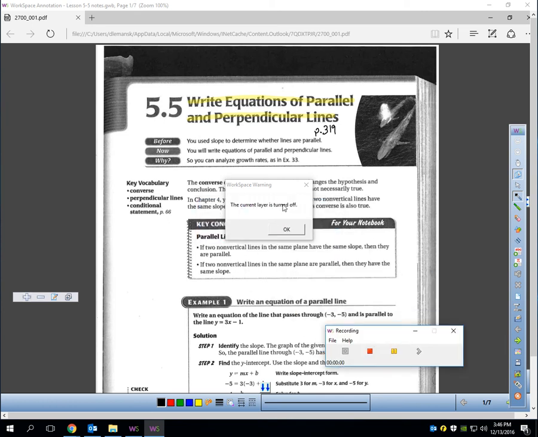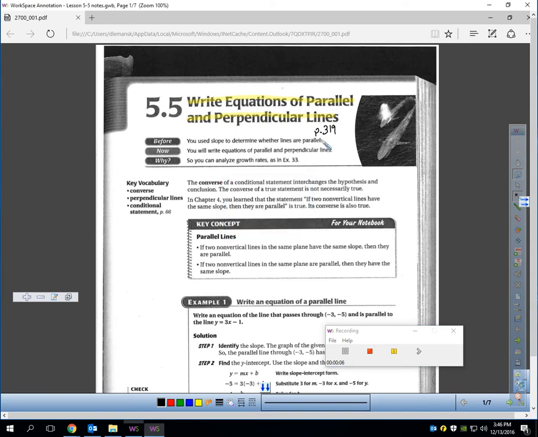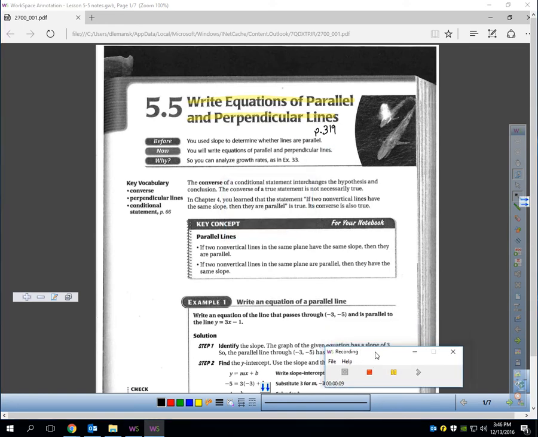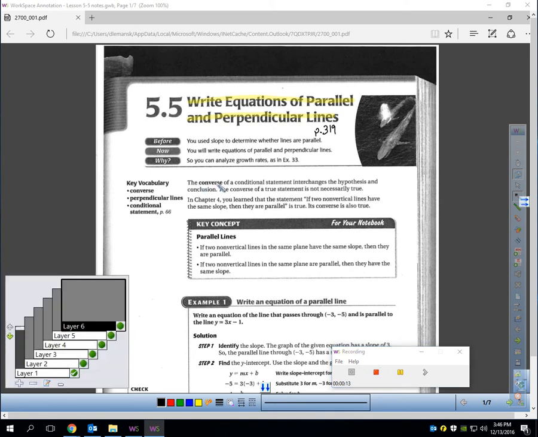This is lesson 5.5, write equations of parallel and perpendicular lines. You should be on page 319. Got a little vocabulary to start here, and let's talk about what the word converse means. The converse of a conditional statement interchanges the hypothesis and conclusion. A lot of vocabulary there.